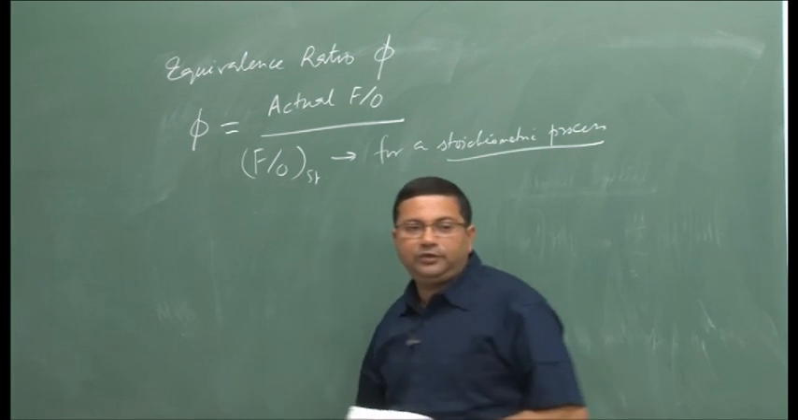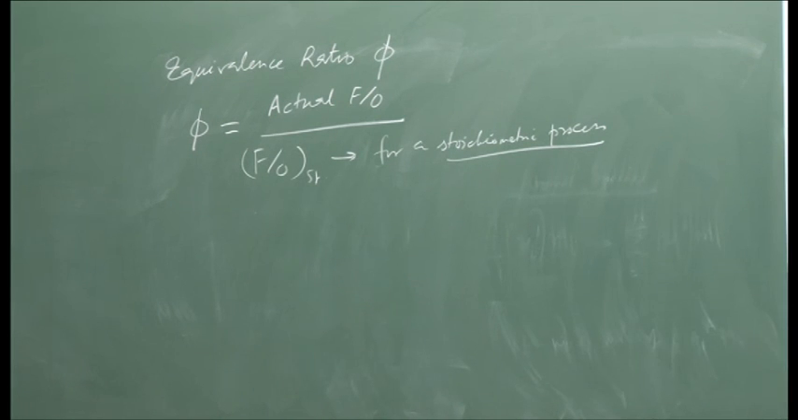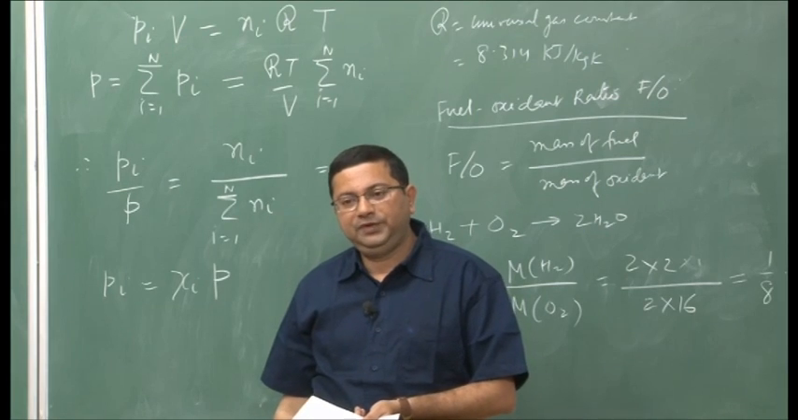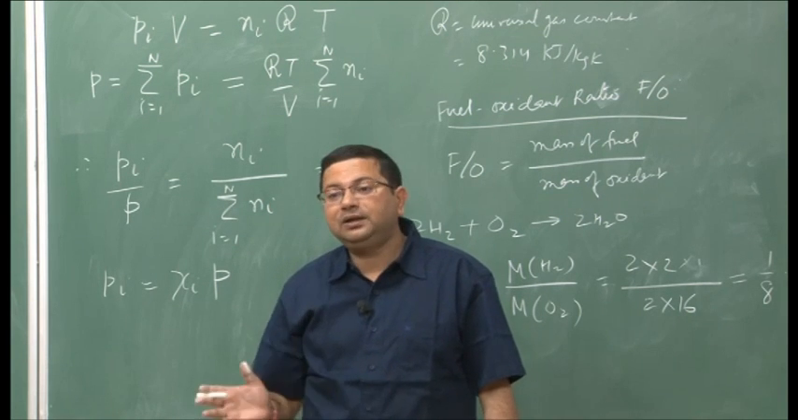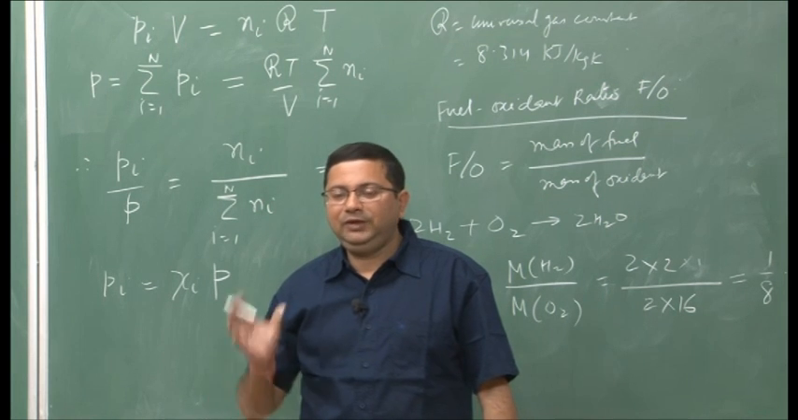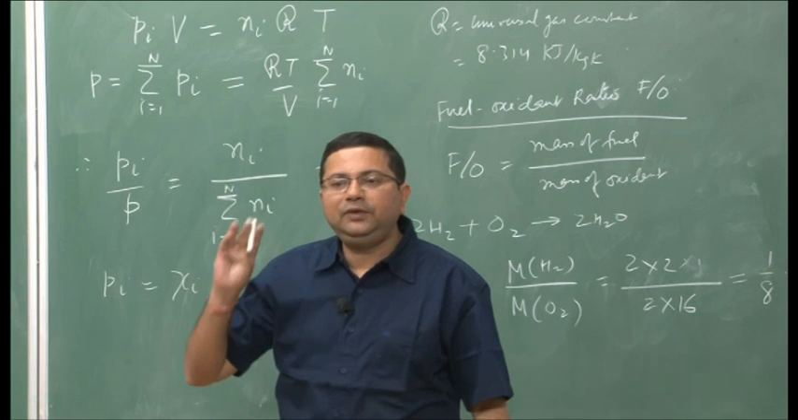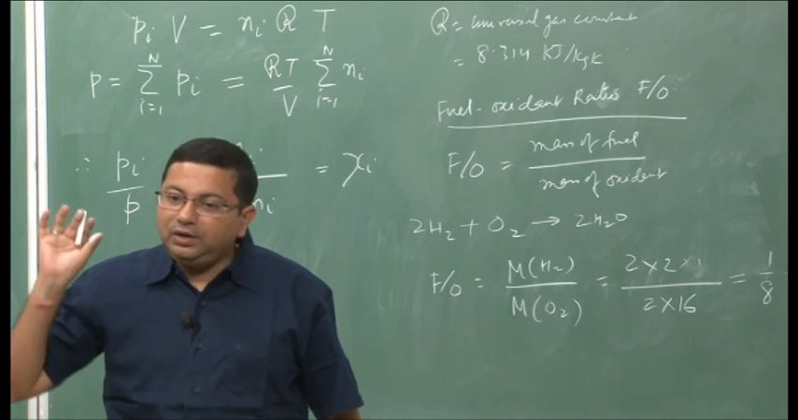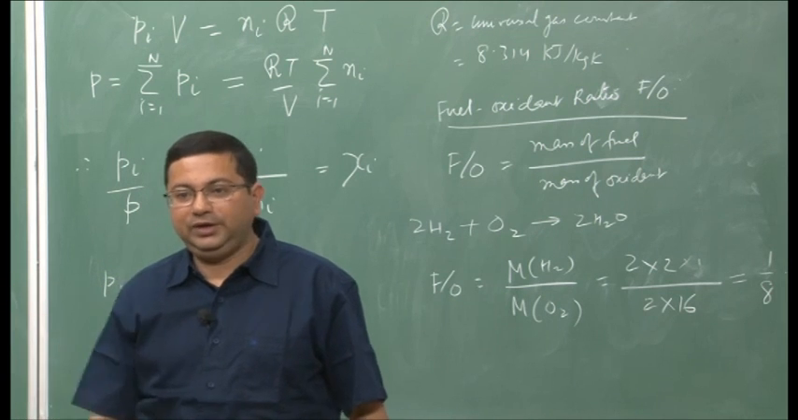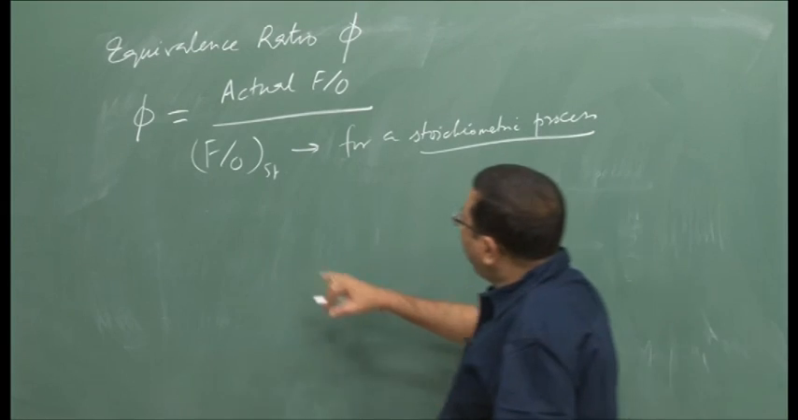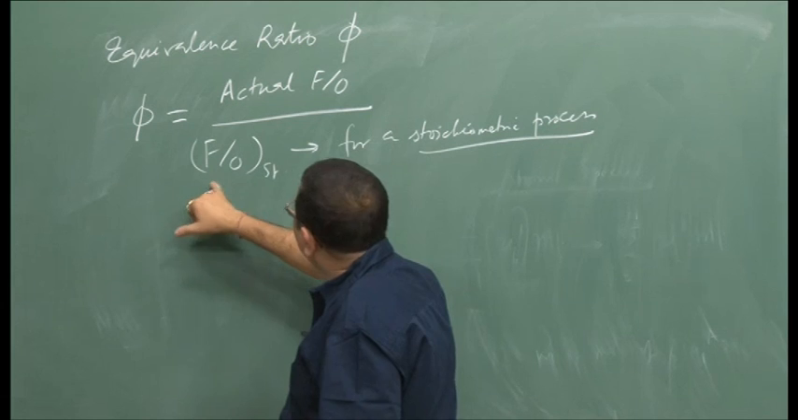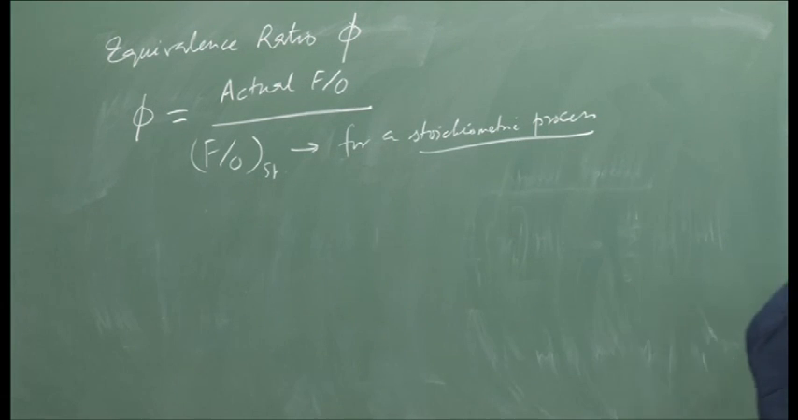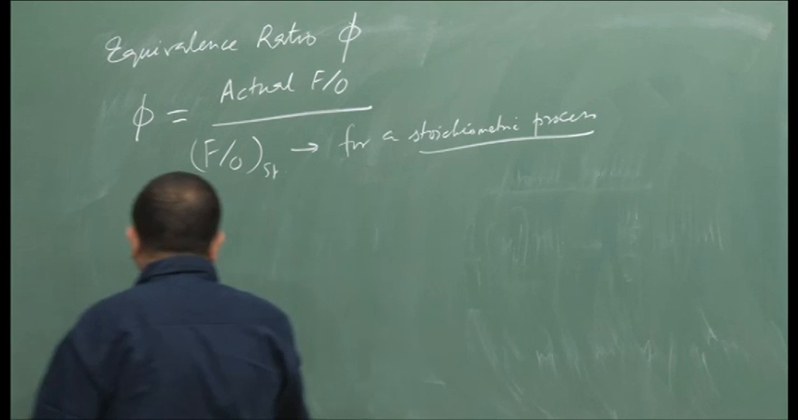Now, what is a stoichiometric process? Stoichiometric process is the process in which all products are in their most stable form, first of all, and in the product side we do not have any reactant present. Okay. So, we have only product, no reactant. So, both the fuel and oxidizer are completely used up, we have only product. That is what a stoichiometric process is. So, therefore, now equivalence ratio is defined as the actual fuel oxidizer ratio divided by the stoichiometric fuel oxidizer ratio. Okay. Let me look at an example to clear this up.